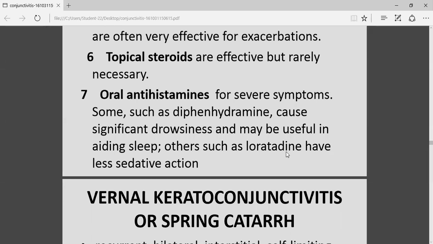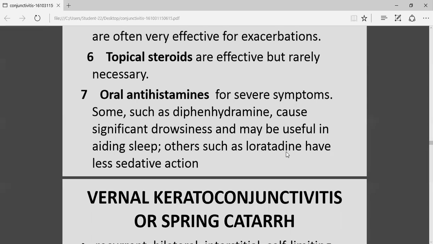Similarly, along with the topical antihistamines, you can also use oral antihistamines. Oral antihistamines include diphenhydramine, which you usually use in the form of syrup or the tablet Avil. This is a very old product which we all use for allergies, the tablet Avil.